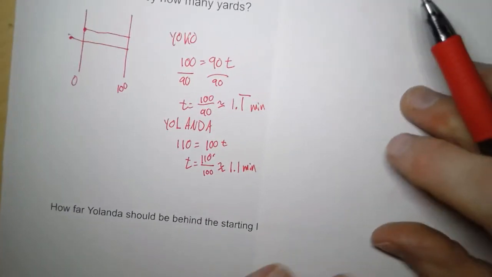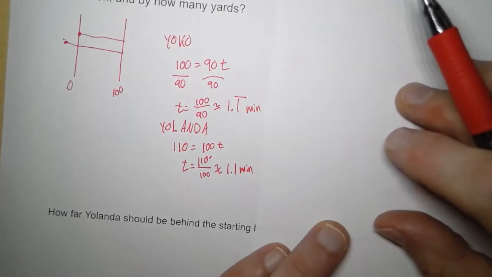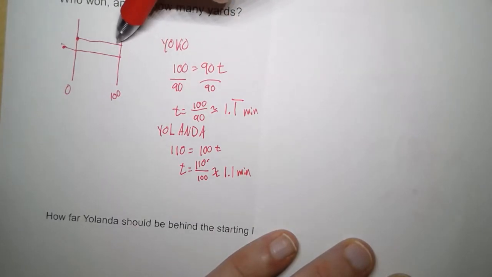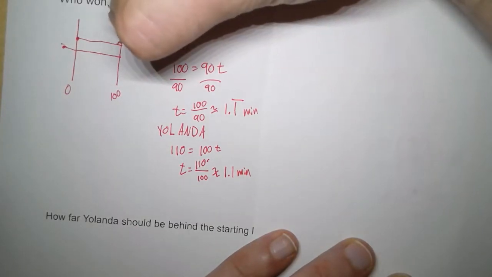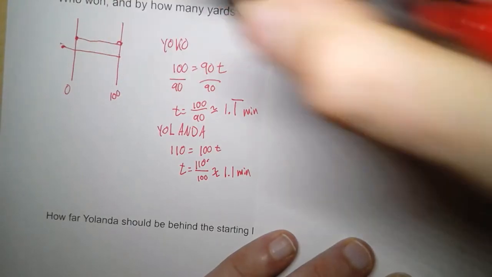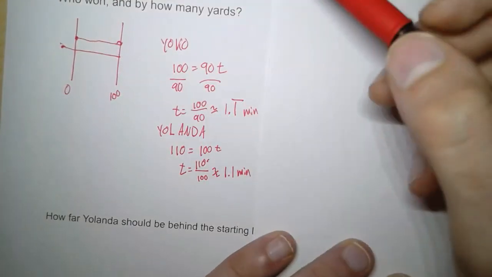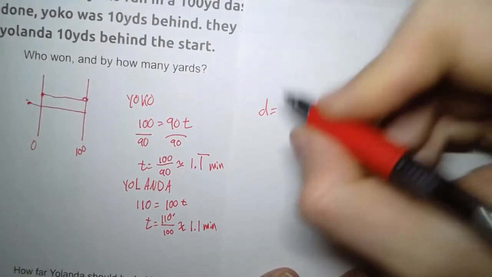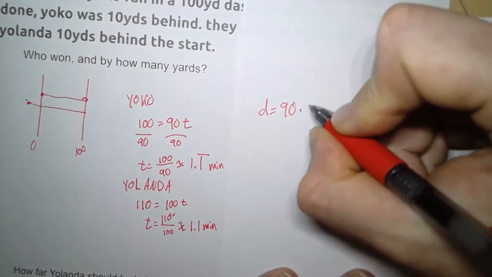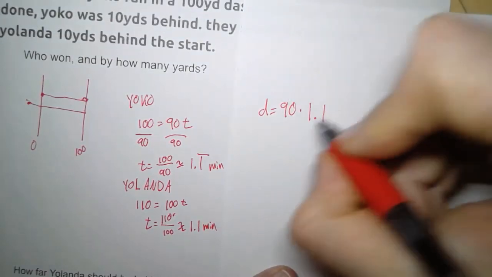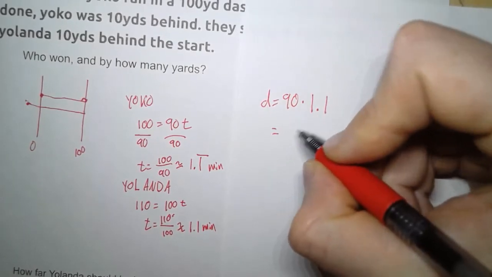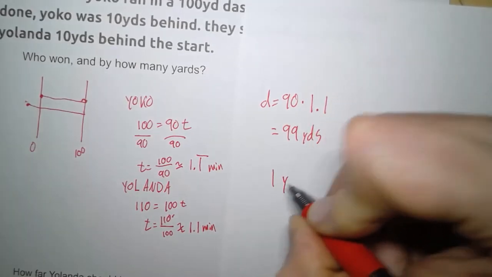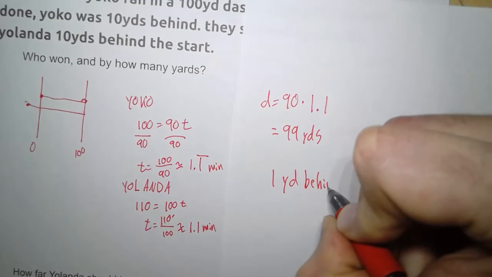But now the second question is, by how many yards? So we have to ask, if Yolanda is at the finish line, Yoko isn't at the finish line. How far back is she at that time? At the time Yolanda made it to the finish line, where is Yoko? For Yoko, distance, which is what we don't know for her, equals rate 90 times time. The time is the moment at which Yolanda crosses the finish line, and that is 90 times 1.1, which is 99 yards. So she is 1 yard behind.